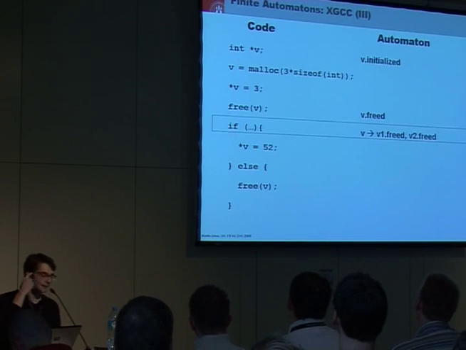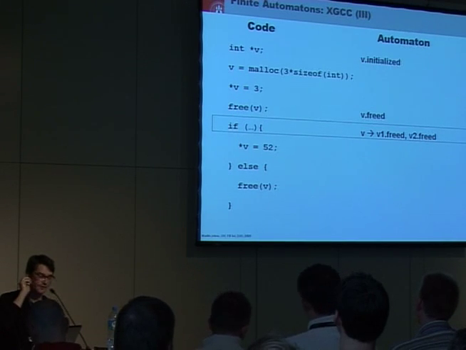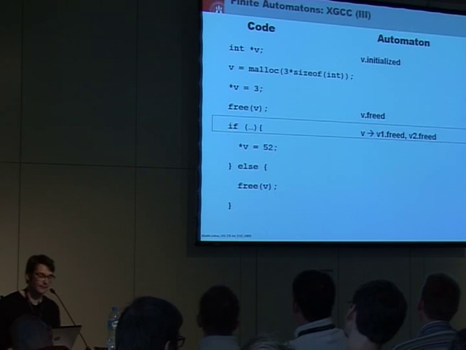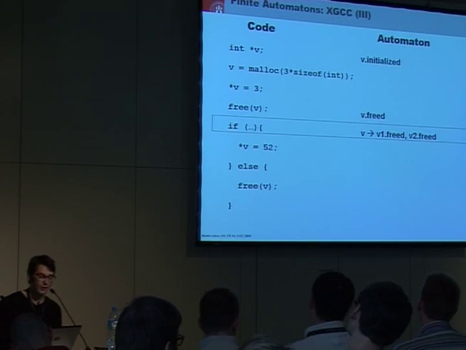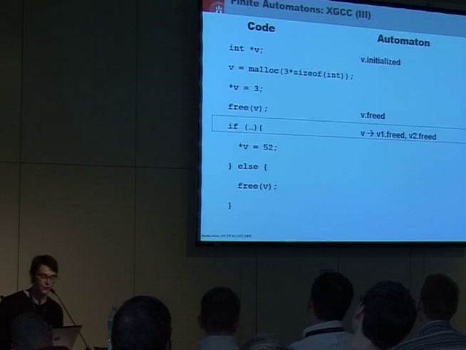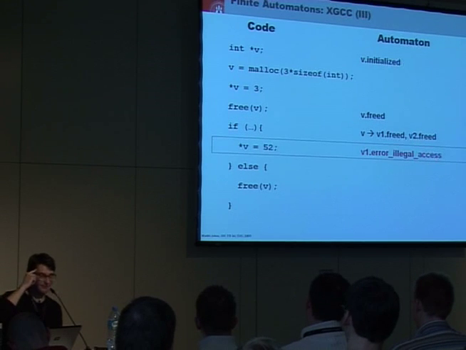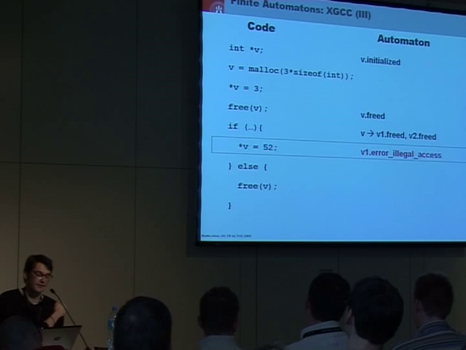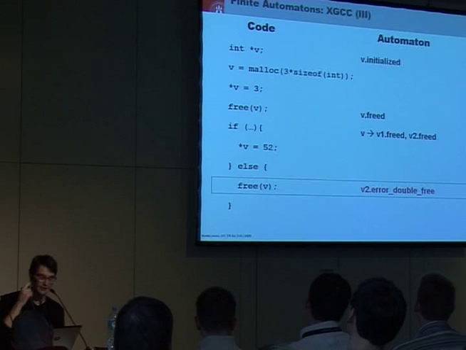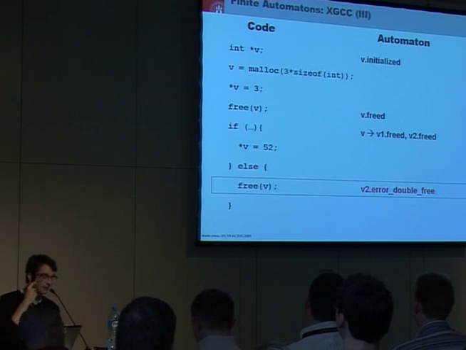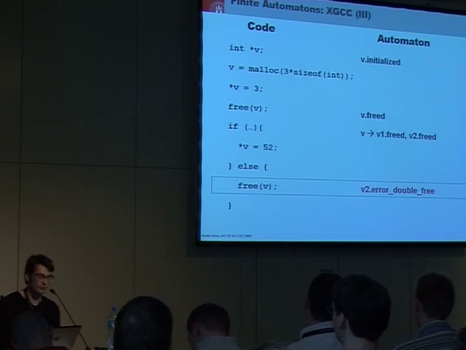Now we have a condition. We have a true branch and a false branch, and we see in both branches there are operations on v that trigger transitions. Therefore, we have to duplicate our automaton. We have now v1 and v2. Both of these automatons inherit their state from the original. In the first branch, we try to dereference v, and we get an error state, illegal access. In the false branch, our second automaton also gets an error state, and this time it's because of the double free.